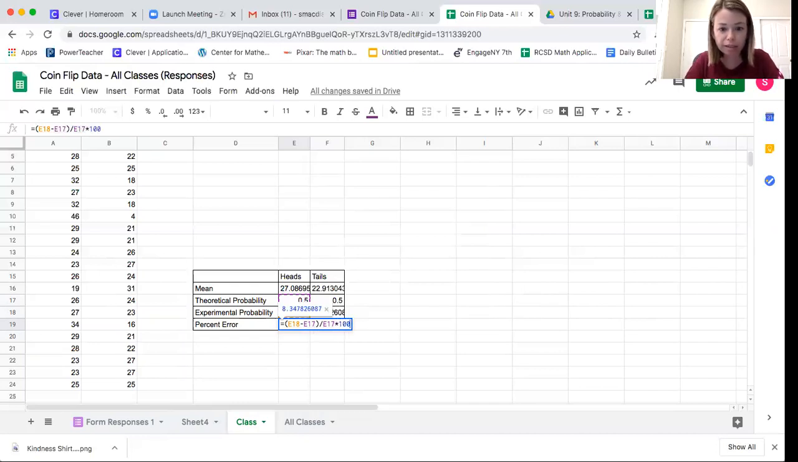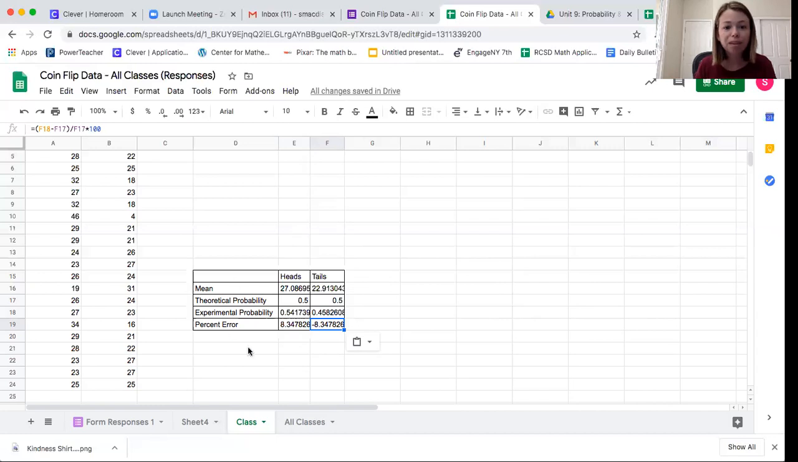Okay, so notice that the percent error on this is smaller than the other page. When we were just looking at one set of data from one student, that percent error was 16%. For a whole class, it's gone down. We're getting a little closer to that theoretical probability. It's now 8%. Okay, so I'm going to copy this over, paste it, and again, it should be the same because it's the same experimental data.